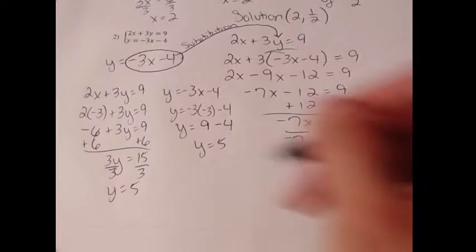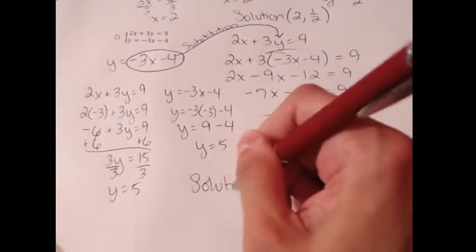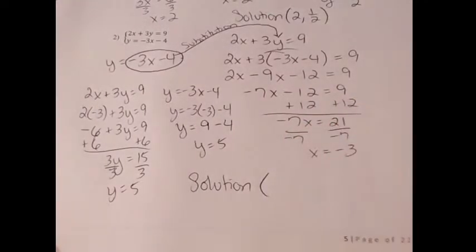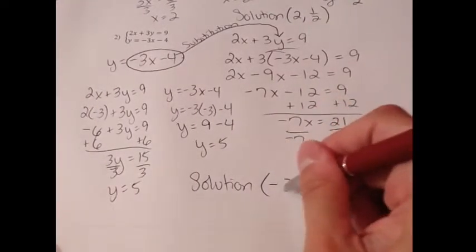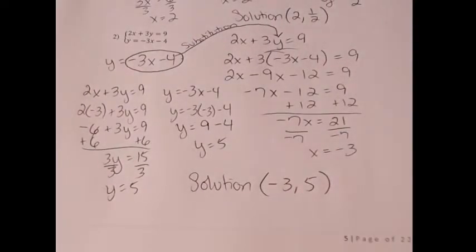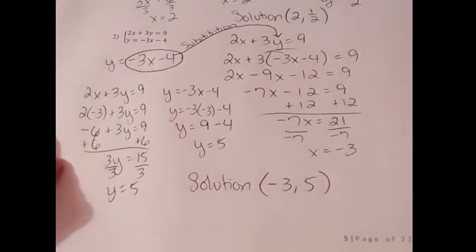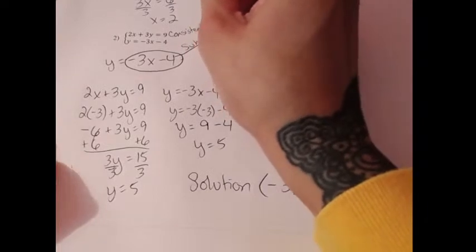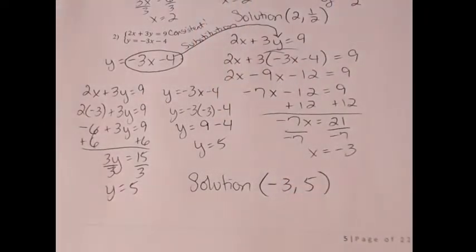Perfect. I love this. This is a great strategy to get into. So we'll write our solution as an ordered pair, always x then y, so negative 3, 5. We know this system is consistent, so I'm going to make a little note that this is a consistent system. And we're done.